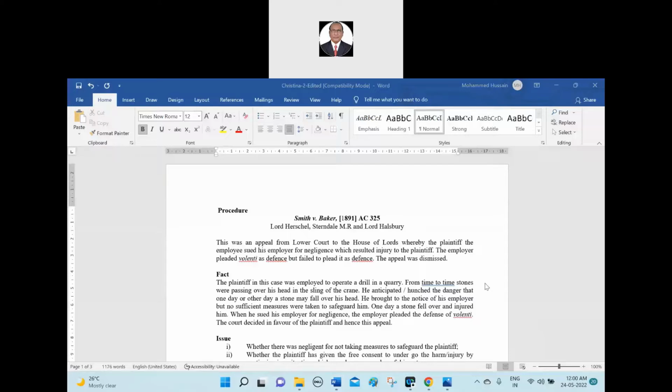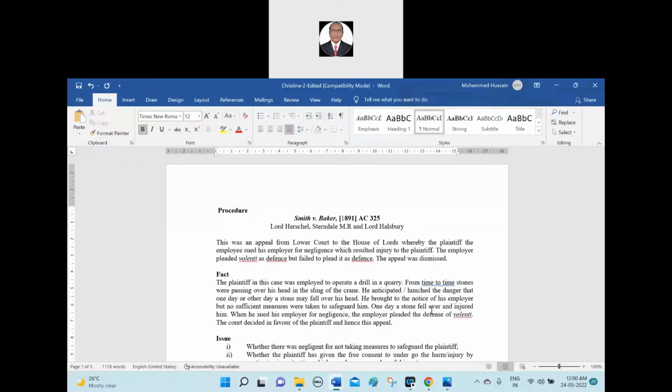The plaintiff in this case, of course, he has given a brief summary of the fact. He is a driller in a quarry. From time to time, boulders were carried over his head through the sling of the crane. He anticipated the danger that one day or other a stone may fall over his head. He gave notice to the employer, but no sufficient measures were taken to safeguard him. One day, a boulder, B-O-U-L-D-E-R, bigger than a stone, fell over and injured him.